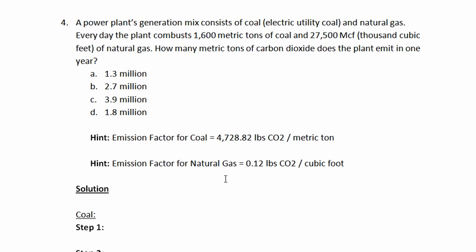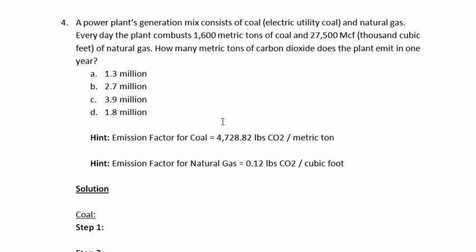And here we have a couple of hints. The emission factor for coal is 4,728.82 pounds of carbon dioxide per metric ton. That was sourced from the EPA, and you'll notice if you look at the resources available on the course website that the EPA has 4 or 5 different emission factors for coal depending on the type of coal. And the other hint is the emission factor for natural gas, which we've already seen is 0.12 pounds of carbon dioxide per cubic foot.